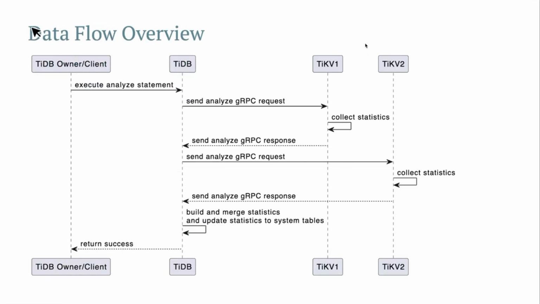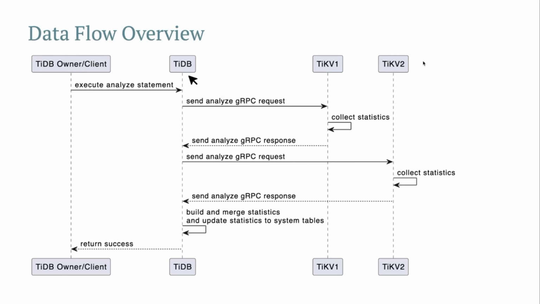This is a data flow overview of the Analyze feature. First, the TiDB owner or client executes the analyze statement. For the TiDB owner, we need to do some auto analyze for users, because we can't ask the user or the DBA to analyze the table again and again. So we need to do some automatic work to reduce the burden of maintaining those statistics.